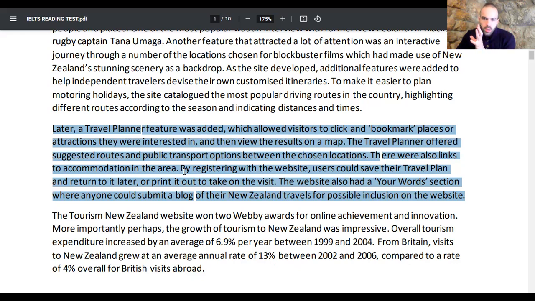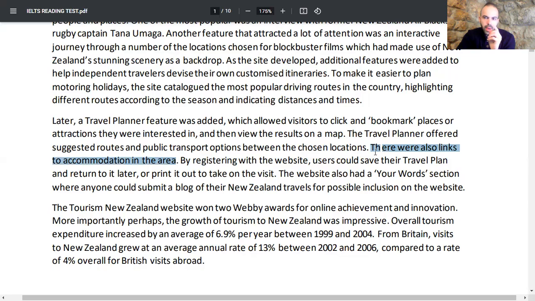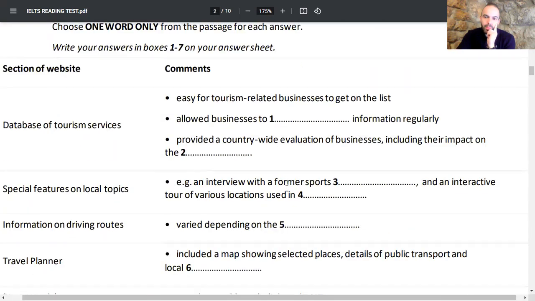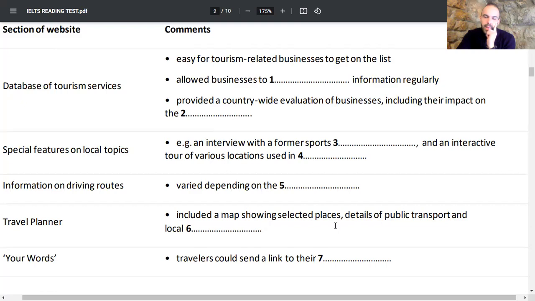So that specific sentence, let me just highlight this. There were also links to accommodation in the area, by the way. The phrase "in the area" is a synonym of local. So in the area is a synonym of the word local that was written down in the sentence number 6. So then the answer is accommodation. If you go back to number 6: included a map showing selected places, details of public transport and local accommodation. So the answer is accommodation.